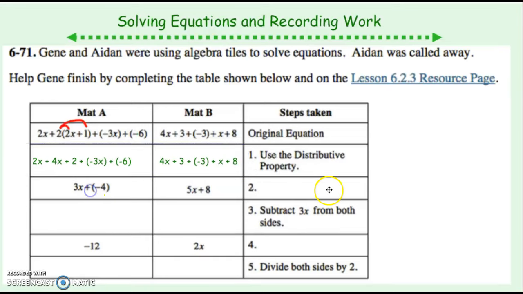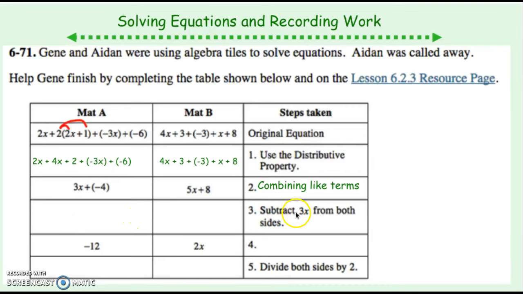Okay, so now on the next step, I need to say what they did. So I see that I start with this longer equation, and then I only end up with one x number and one whole number, and one x number and another whole number. So, if you remember, that's called combining like terms, because I combined all of the x's, and then I combined all of the integers. So step 2 would be combining like terms.